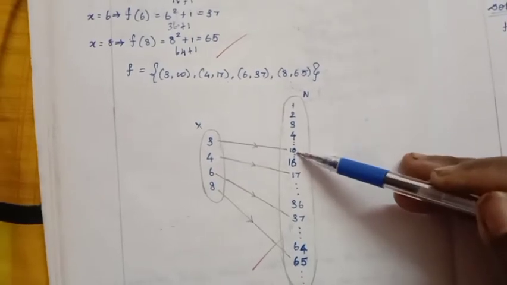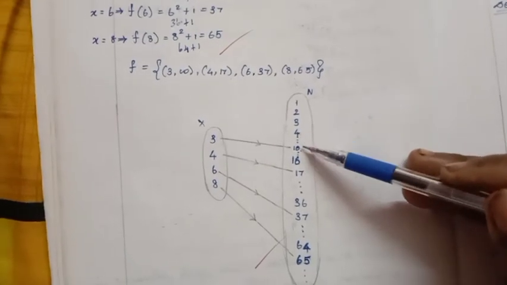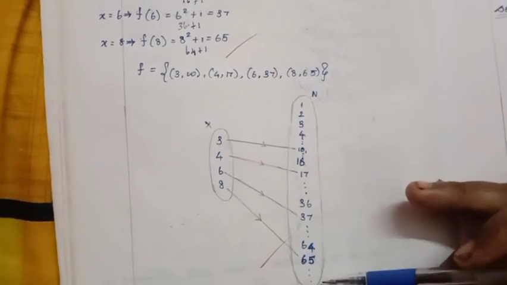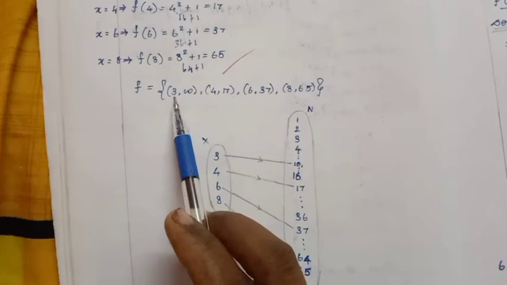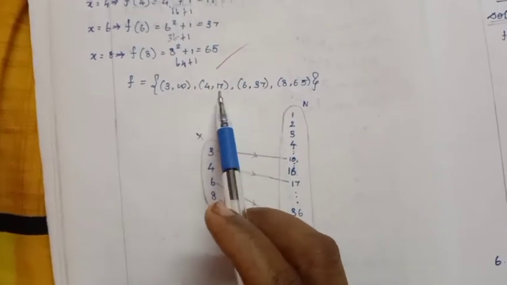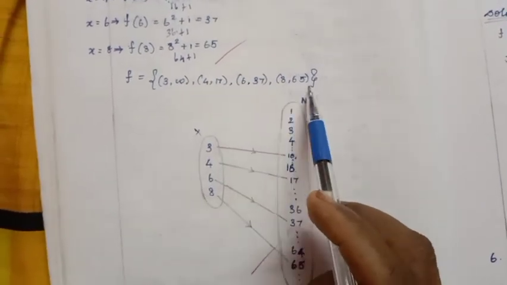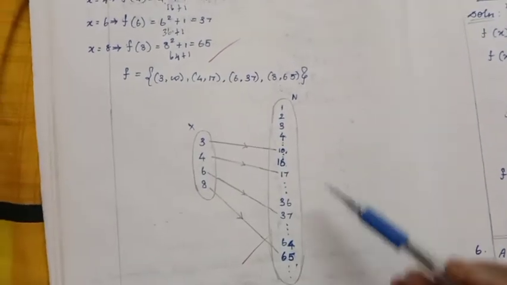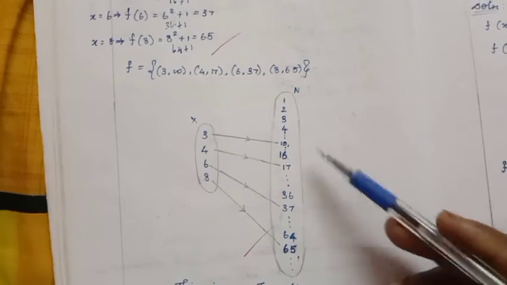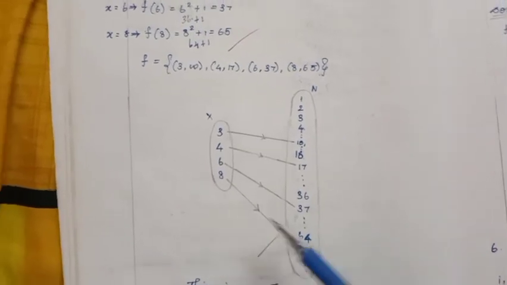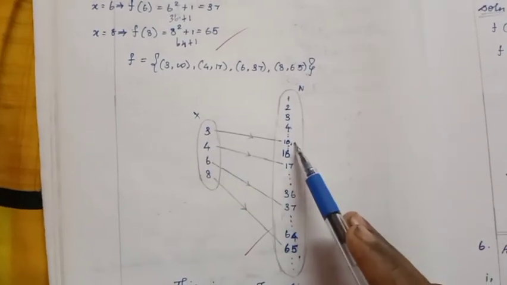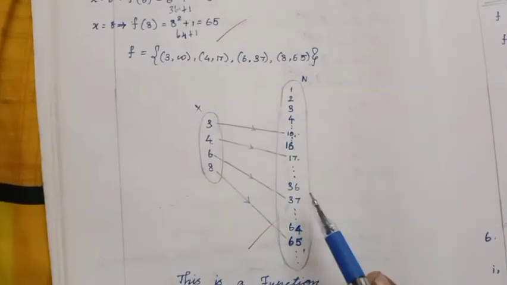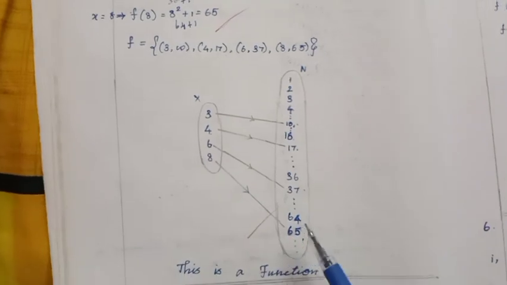What are the elements we need? You have to write 1, 2, 4, etc., 10, 16. For convenience, you write this way. We need to make a mapping 3 to 10, 4 to 17, 6 to 37, 8 to 65. You have to write up to 65, so you use the etc symbol and write this conveniently. You have to draw the mapping 3 to 10, 4 to 17, 6 to 37, 8 to 65.